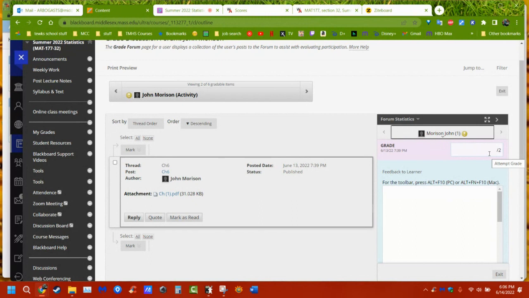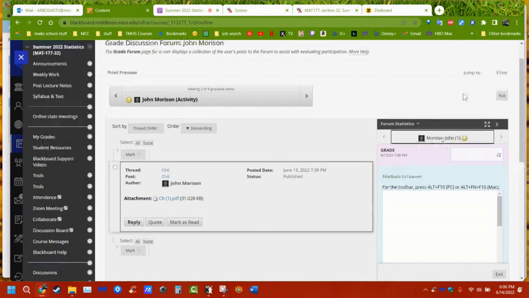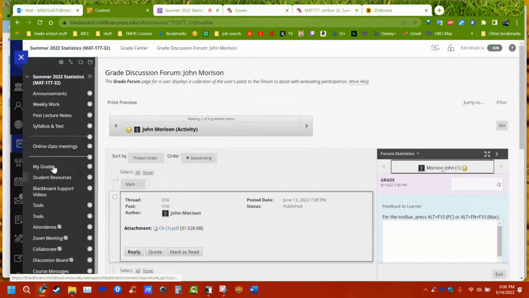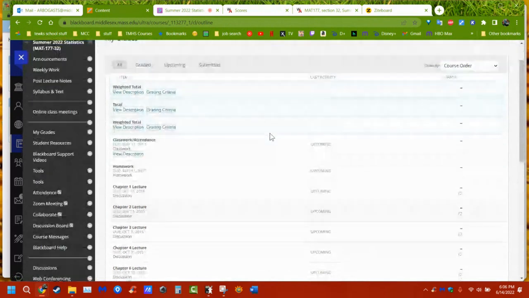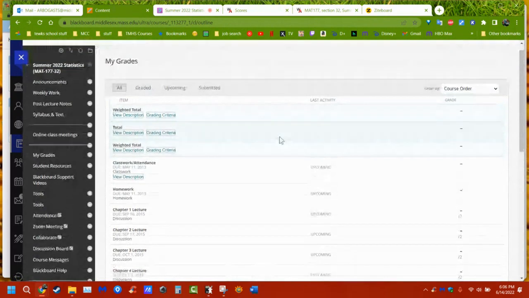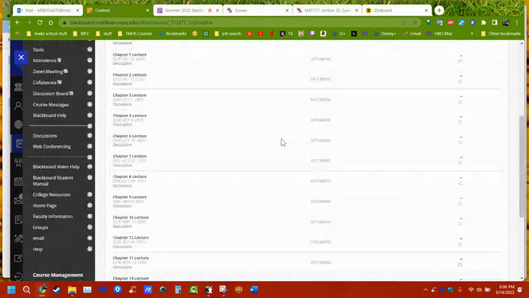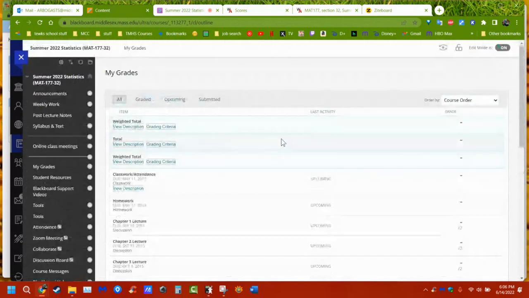So, once more, how to access the grades? To access the grades in Blackboard, it's right here where it says My Grades. Okay. See, if I click on it, it says I don't have any grades. Weird. It used to not give me any access to anything, so I don't know what this is.